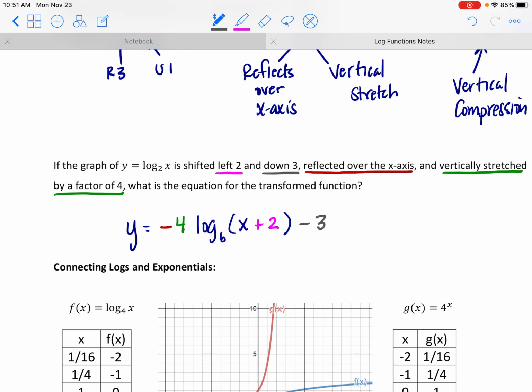And if you put that function, oh, I don't want a base of b. This tells me right here, base of 2. So let's put a base of 2 in there. If we graphed y equals log base 2 of x, and we also graphed y equals negative 4 log base 2 of (x plus 2) minus 3, we are going to see all of those transformations occur. So Desmos could be used to verify that work, okay?